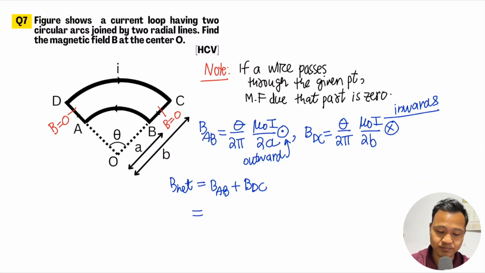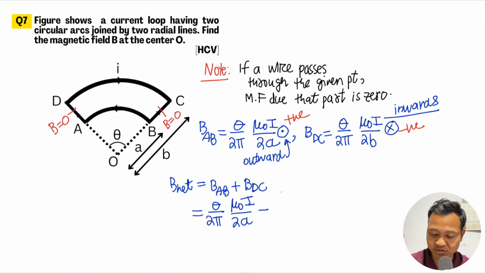Regarding sign convention, for direction, if you take outward as positive, then inward is negative. So if you take this as positive, you have to take the other one as negative. In this case, I will take this as positive and this as negative. So I will solve it: mu naught into I by 2a, plus minus theta divided by 2 pi into mu naught into I divided by 2b, as inward is negative.